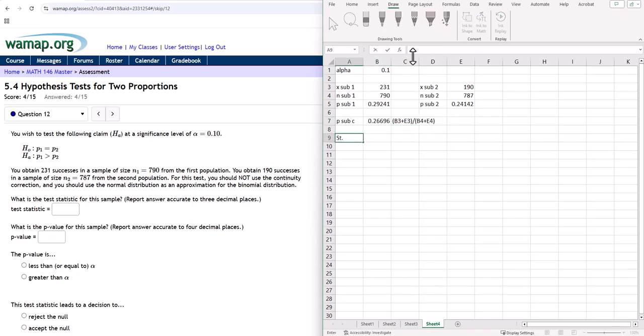We'll use our pooled proportion and our sample sizes to figure out our standard error. It's the square root of this pooled proportion times 1 minus the very same pooled proportion, times 1 over n sub 1 plus 1 over n sub 2. And another set of parentheses so it doesn't bark at me too much.